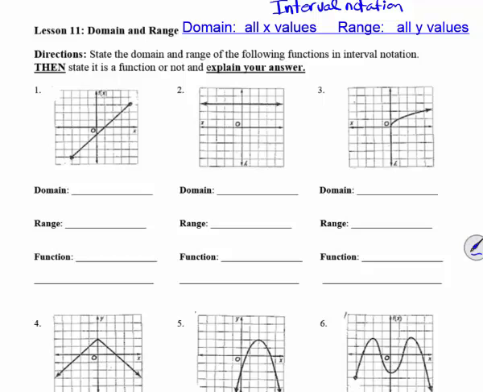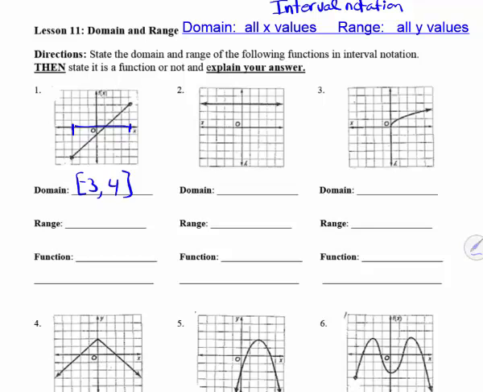So here's the farthest point to the left, and I want its x value. And here's the farthest point to the right, and I need its x value. Because x's can be anywhere in between those two numbers. So this is negative 1, 2, 3, so negative 3, and 1, 2, 3, 4. And we put those in closed brackets because they have the dots.